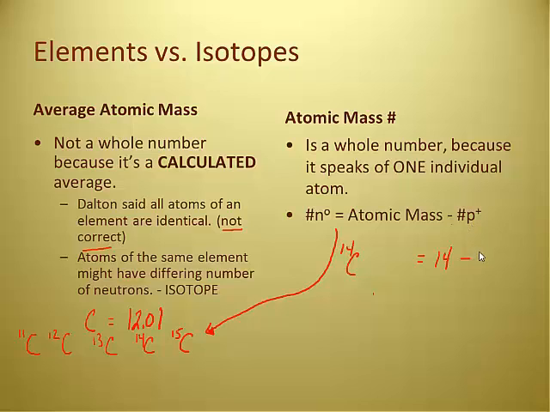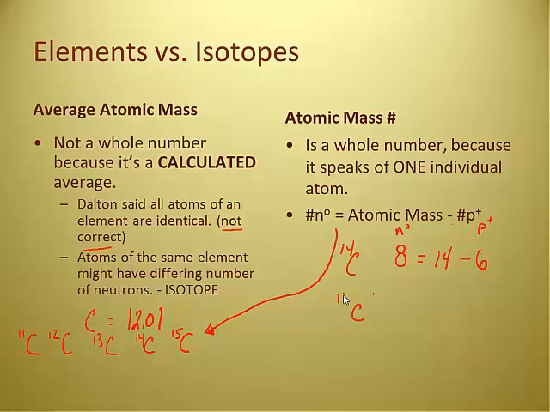Now, how do you know the number of protons? Well, that's the atomic number. So 14 minus 6 will give me the number of neutrons in carbon 14. Quick math: 8. So it has 8 neutrons and 6 protons, and that's the isotope carbon 14.